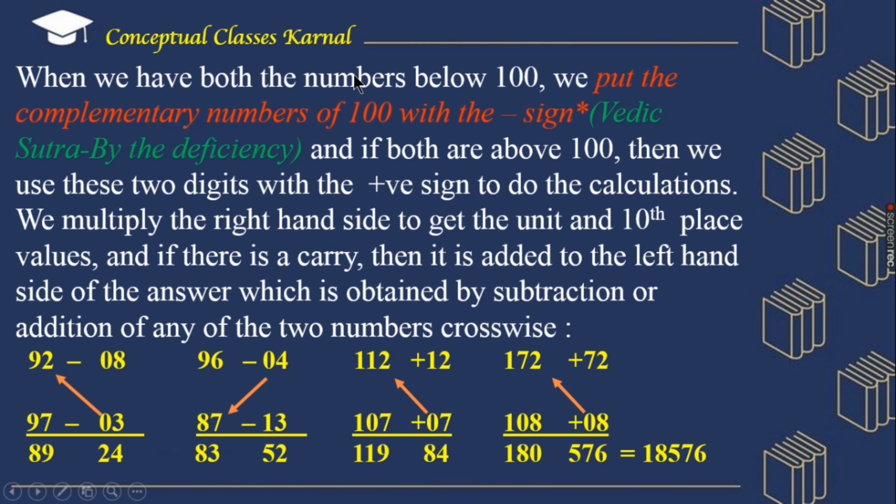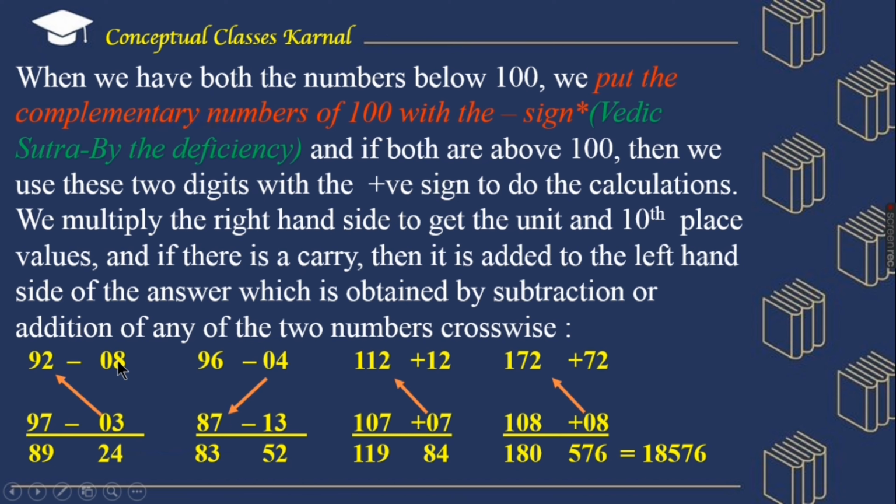Let us start with both the numbers below 100, and for this we will put the complementary numbers of 100 with the sign negative, the Vedic Sutra by the deficiency, and if both the numbers are above 100, then we will use these two digits with the same positive sign to do the calculations. Let's start with the numbers. The two numbers which are below 100, 92 and 97. Let's see how we multiply with this method.